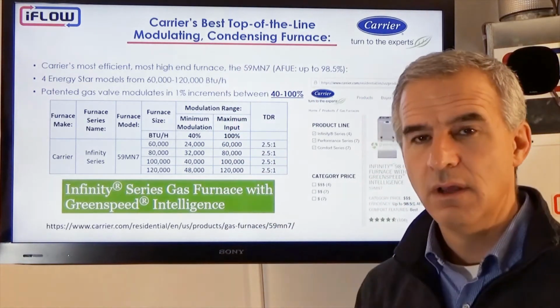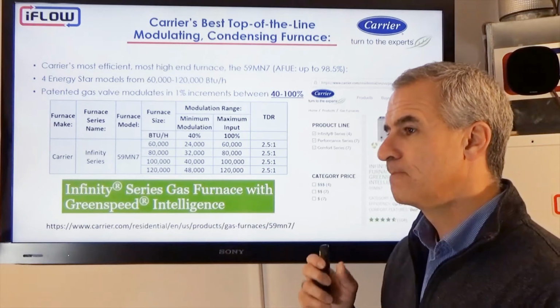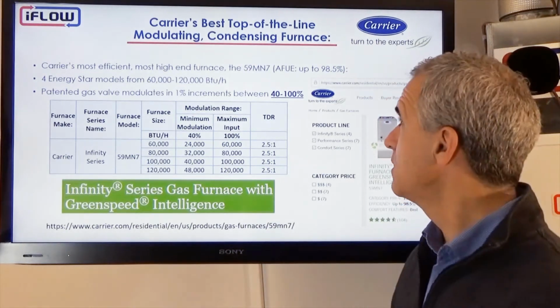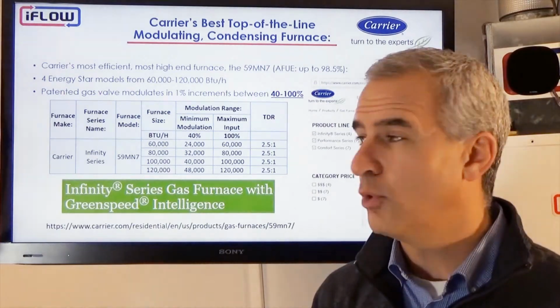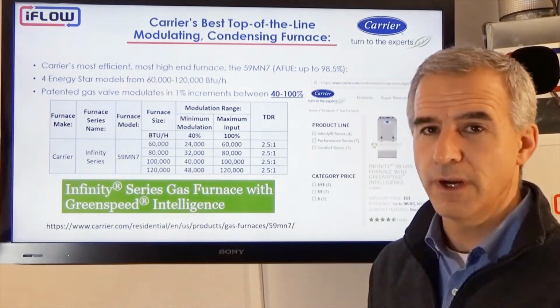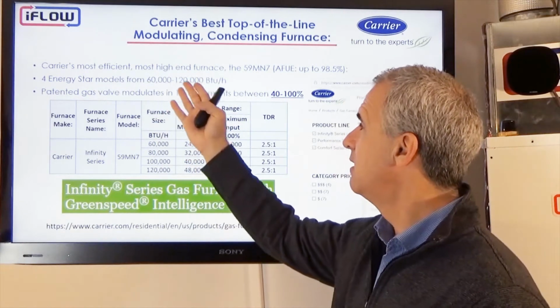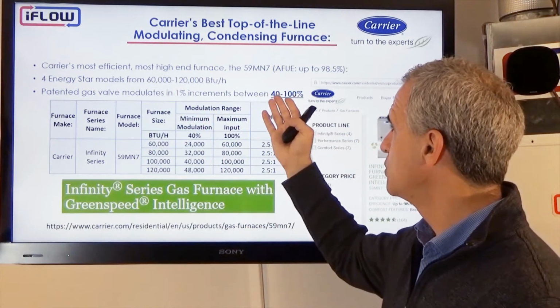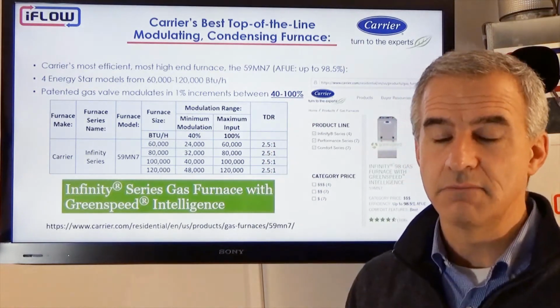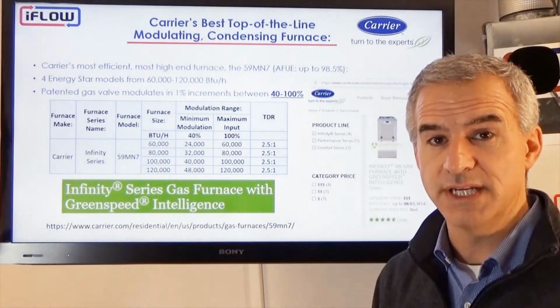So I think on paper, if the homeowner was to look at this furnace, they would think this is an excellent furnace. Hey, AFUE of 98.5, Energy Star rated, fully modulating in 1% increments. That's great control, great precision. From 40 to 100%, yeah, it sounds good. I can modulate down to 40%.